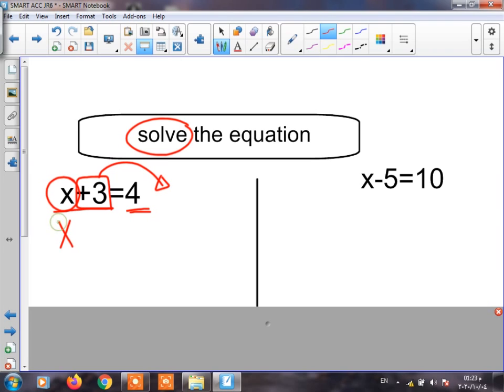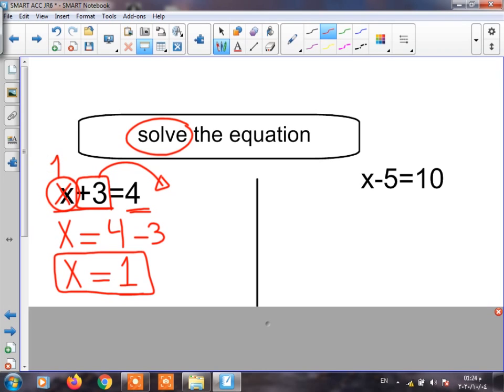So it will be x equals 4, and plus 3 goes out as minus 3. So the result will be x equals 4 minus 3. It will be 1. So the value of x here will be 1. If I cancel x and write here 1 plus 3, it will equal 4. So my solution is right.